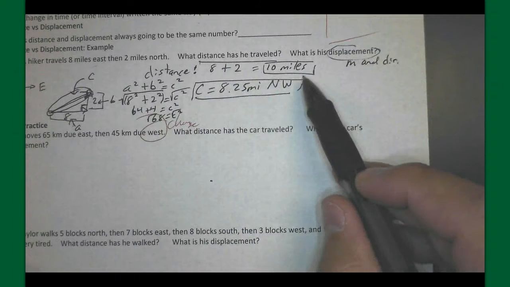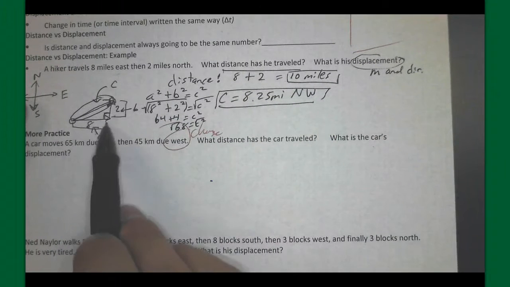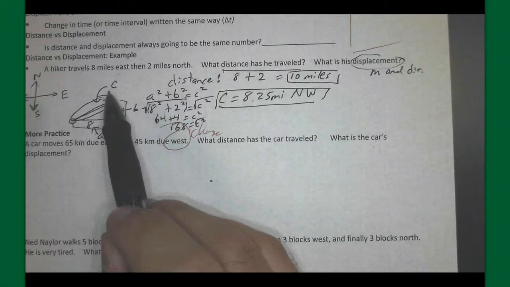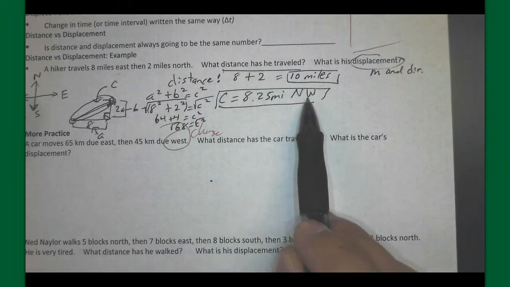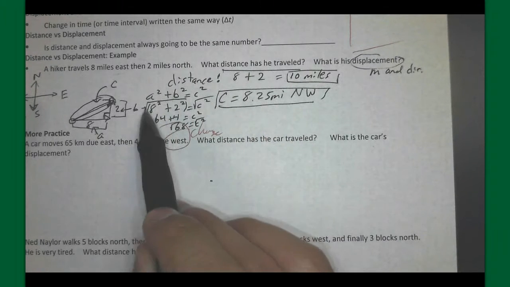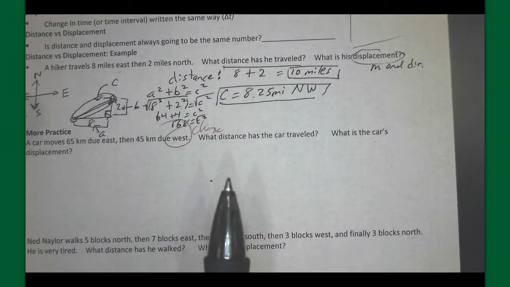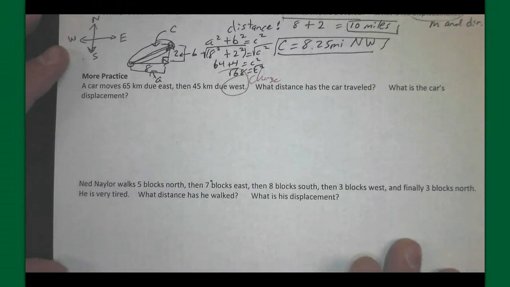So the distance he traveled is 10 miles, 8 plus 2. Displacement is his straight line distance from the beginning to the end, that's 8.25 miles to the northwest. Again, displacement is a triangulation thing. We do that using the Pythagorean Theorem. Alright, let's move to the next problem.